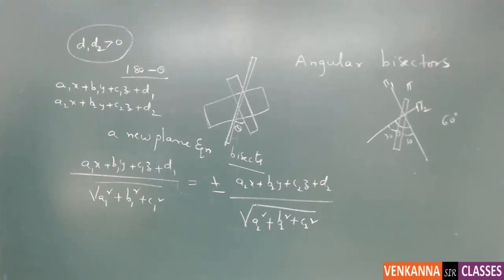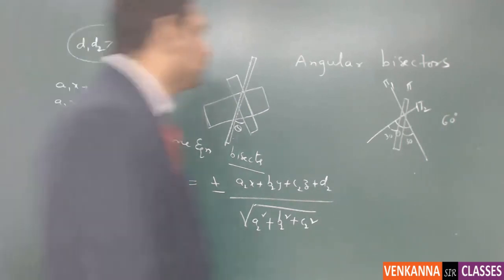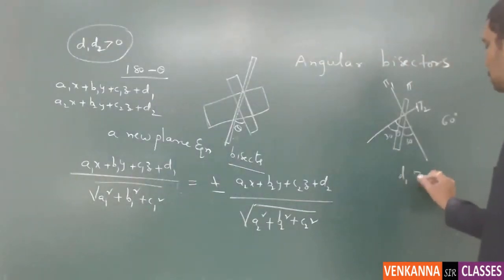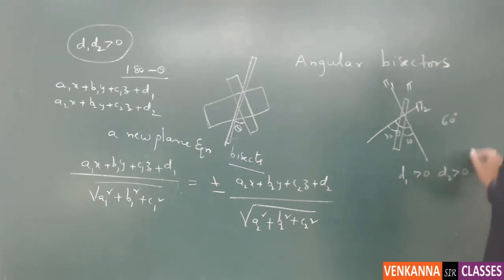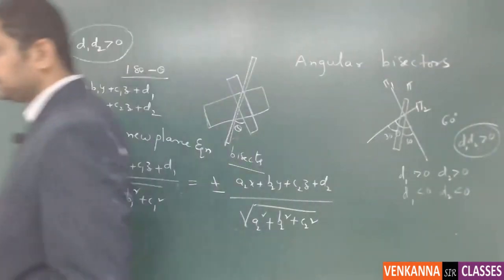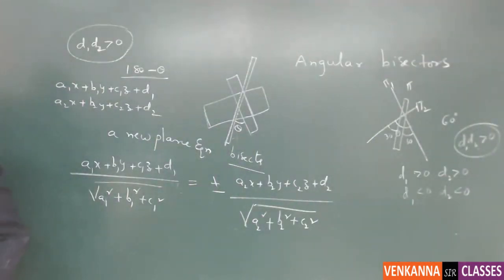Now the thing is how to determine which plane bisects the acute angle and which plane bisects the obtuse angle. That we need to know. d1 d2 greater than 0, the product. Please understand, if both constants are positive, then the product is positive. If both constants are negative, then also the product is positive, right? So by rewriting in such a manner, we will apply the formula.